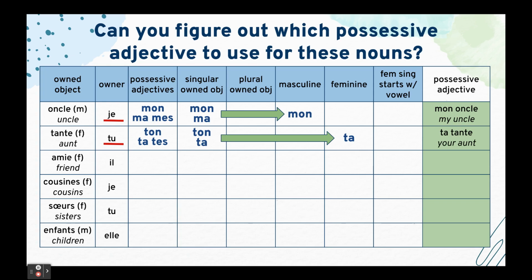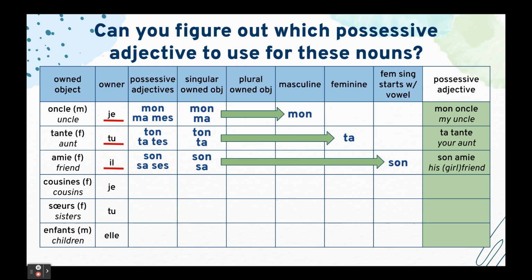Looking at ami, a feminine singular noun. The owner is il, as in he. Possessive adjectives that we could use are son, sa, and ses. Singular owned objects, so we can only use son or sa. Looking across, it starts with a vowel, so we can only use son, and we end up with son ami. Now, this could be his friend, who's female, or his girlfriend.